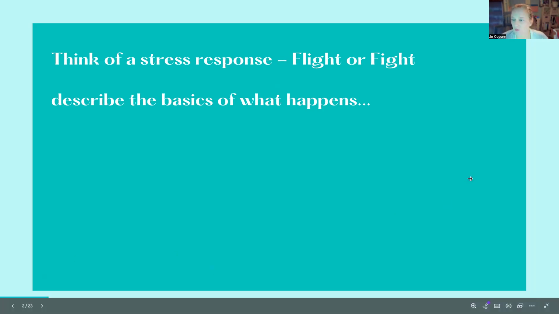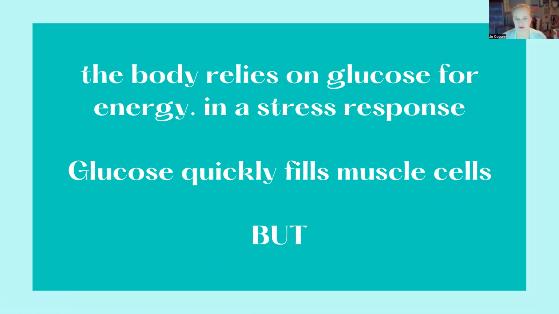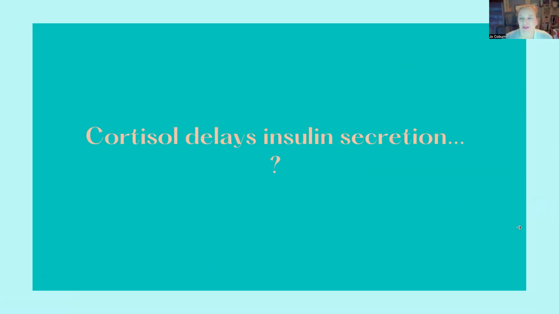So we know the body relies on glucose for energy in a stress response, right? And glucose is going to rush into those large muscles, it's going to fill them up, but there's a big but. One of the effects of cortisol is it delays insulin secretion. So, how is glucose getting where it needs to go if insulin secretion is being delayed? What's going on in the body?